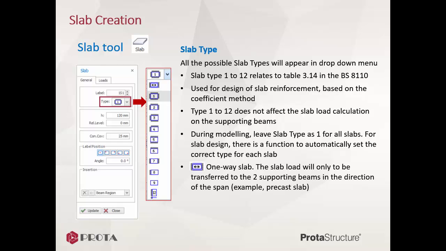One-way slab is a special type of slab. The slab load will be transferred to the two supporting beams only, in the direction of the span, versus load transfer to all supporting beams for type 1 slab. One example of a one-way slab is precast slab. The direction of the one-way span must be specified in the angle input box.